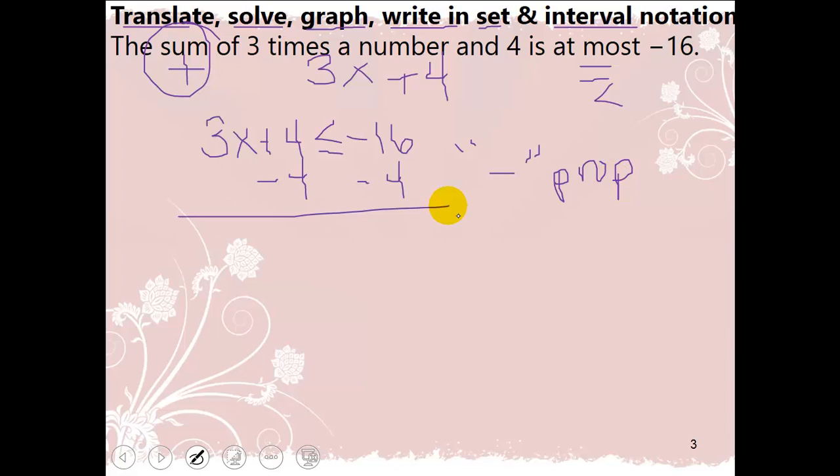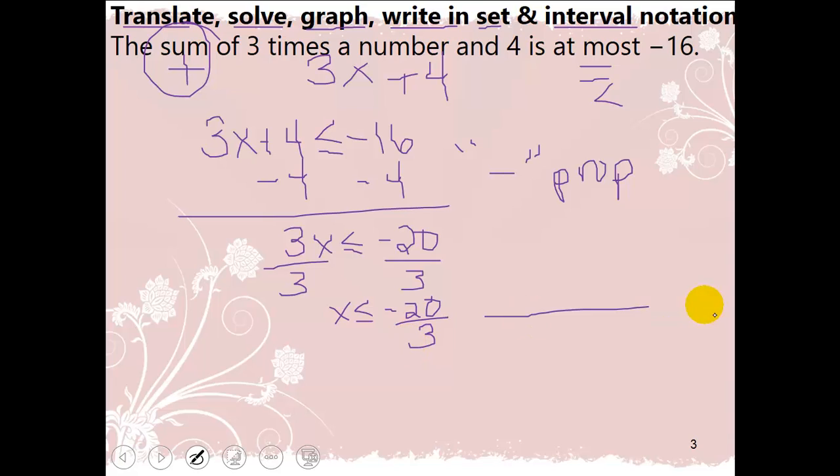So that means 3x is less than or equal to negative 20. And then I'm going to divide by 3. So x is less than or equal to negative 20 over 3. I'm going to graph it out here for you. Here's 0. Negative 20 over 3, that's almost negative 7. So 1, 2, 3, 4, 5.